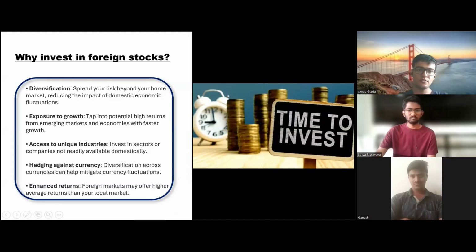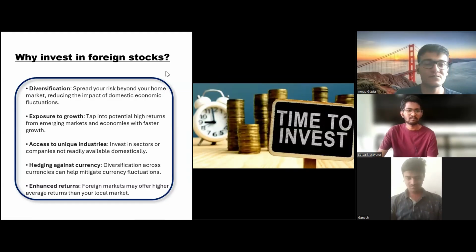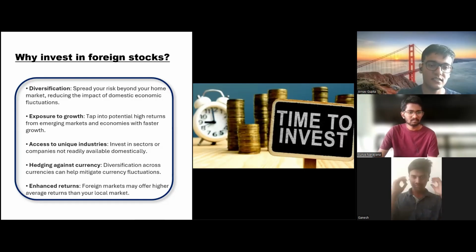Why invest in foreign stocks? Diversification, exposure to growth, access to unique industries, hedging against currency, and enhanced returns.